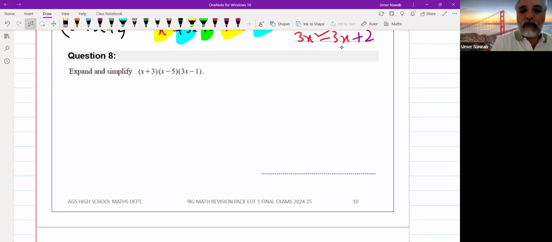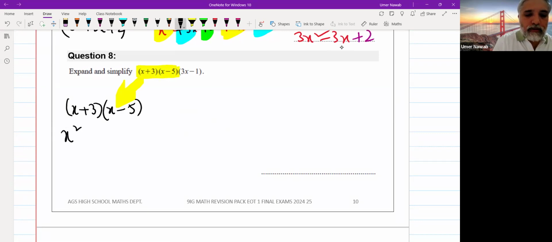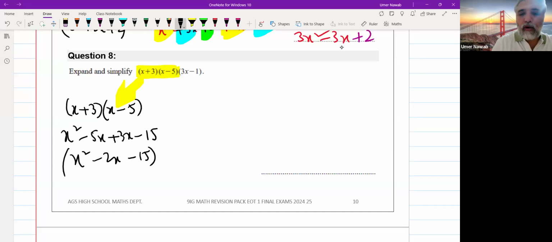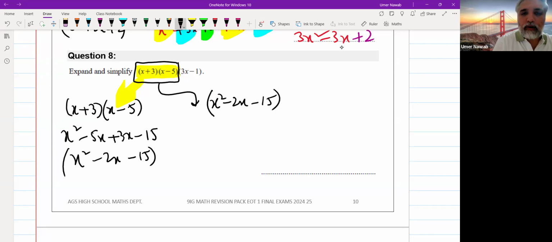Interesting question and very important from the examination point of view: when three brackets are multiplying. So let's multiply the first two brackets. So x plus 3 multiplied with x minus 5. So x squared negative 5x plus 3x negative 15. X squared negative 2x negative 15. Wow. So instead of this, I'm going to write now x squared negative 2x negative 15 because I have already expanded it over here. I'm going to copy it.